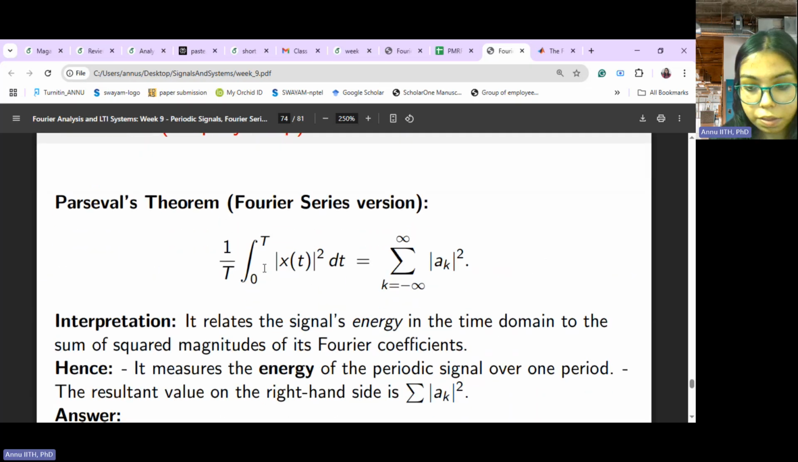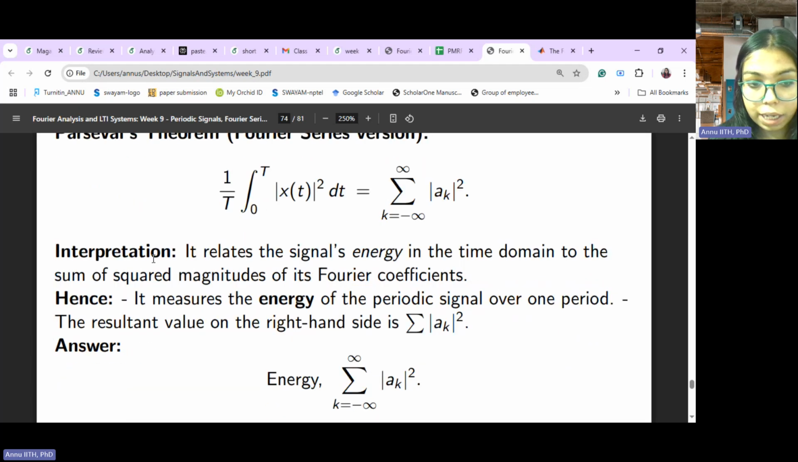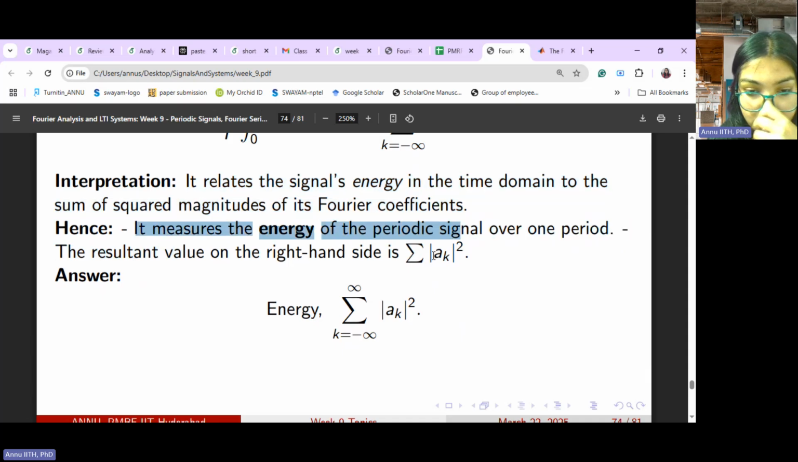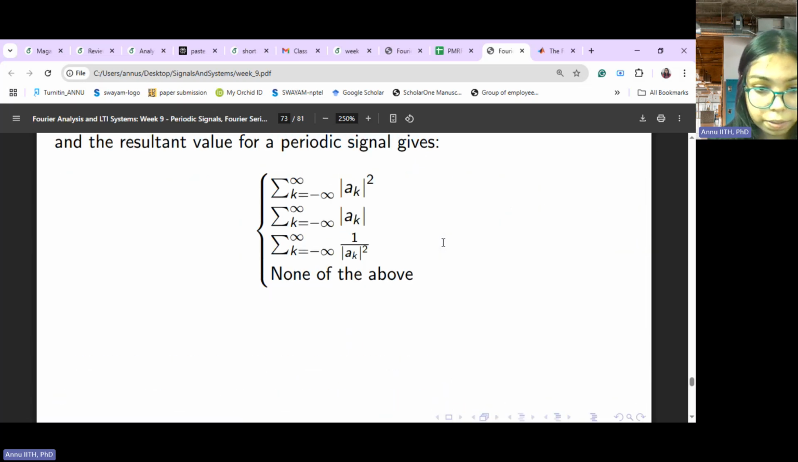Because using Parseval's energy theorem, we have this one. And the interpretation: it relates the signal's energy in the time domain to the sum of squared magnitudes of Fourier coefficients. And hence, it measures the energy of a periodic signal. So energy is this one. And the energy of a periodic signal is often represented as the power of a periodic signal. So don't worry about that.